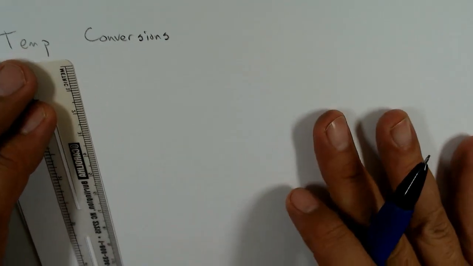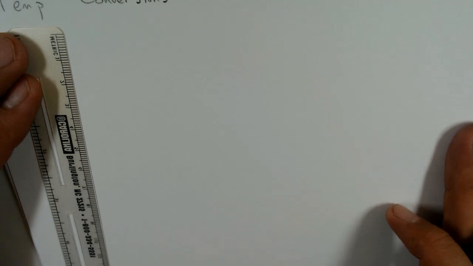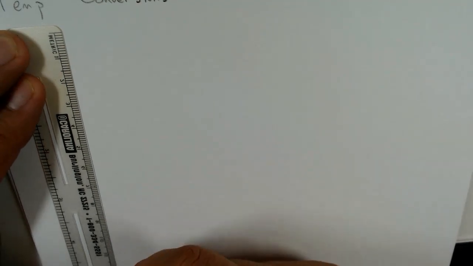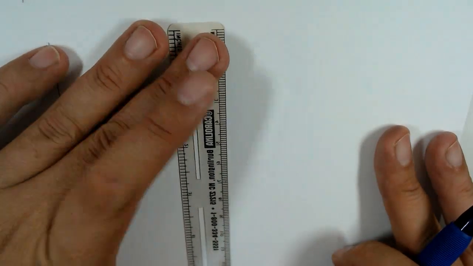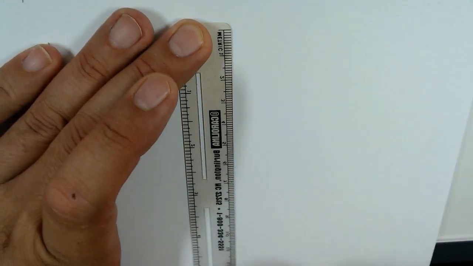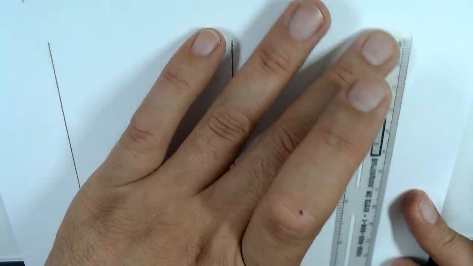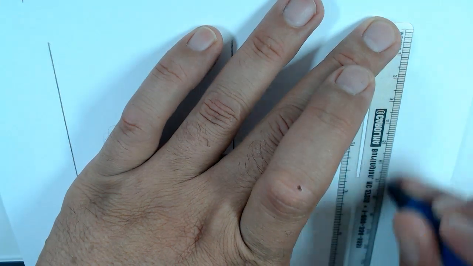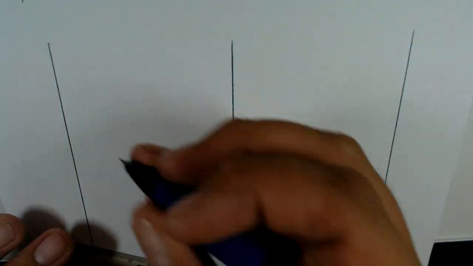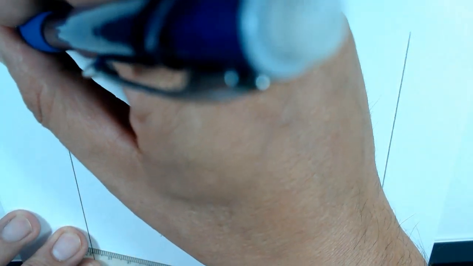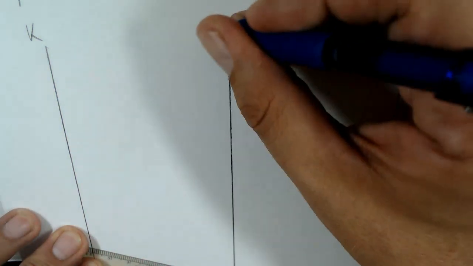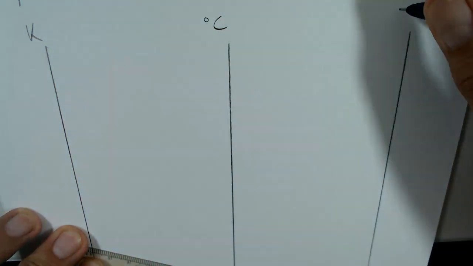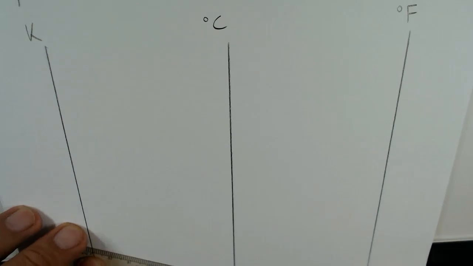Okay, so we talked earlier about the different temperature scales that we have. We saw that we have 3. So I'm going to go ahead and draw 3 lines, and then we're going to make some comparisons between them. All right, so let's say the first one is Kelvin. The next one is degree C. And this one here is degree F.